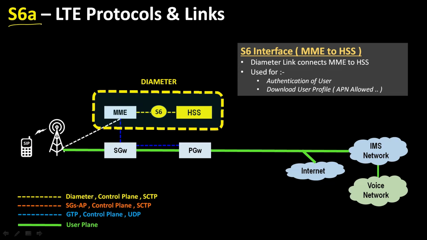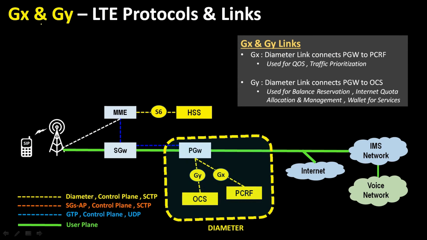The profile data will be something like which APN may be allowed or not. The data could be like whether the user can use the internet services or not, whether the user can use the IMS VoLTE services or not, whether these services are allowed on roaming or not. All these types of profile information are downloaded from the HSS to the MME with the help of this S6a link.